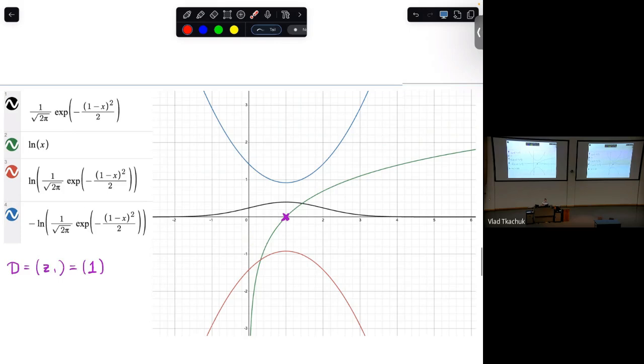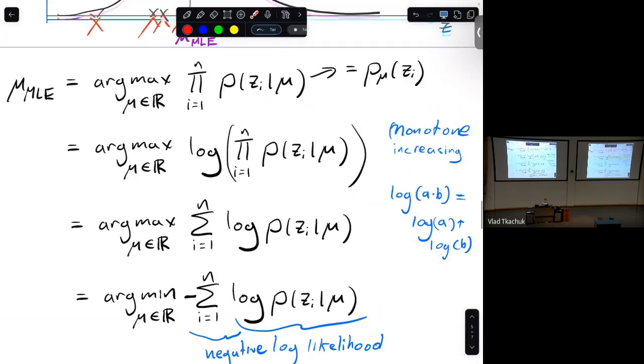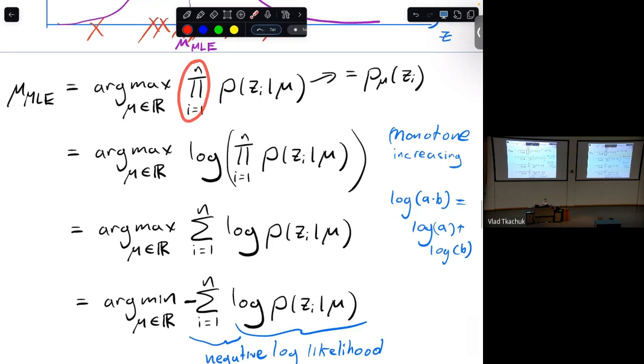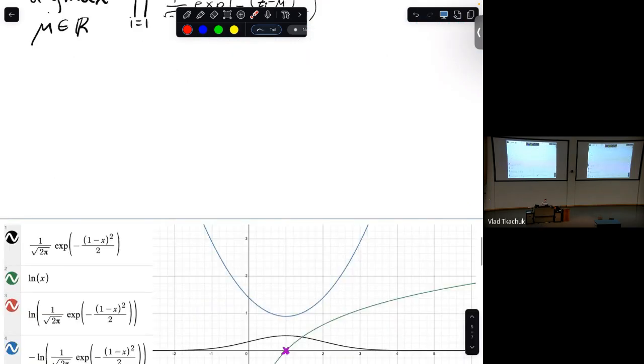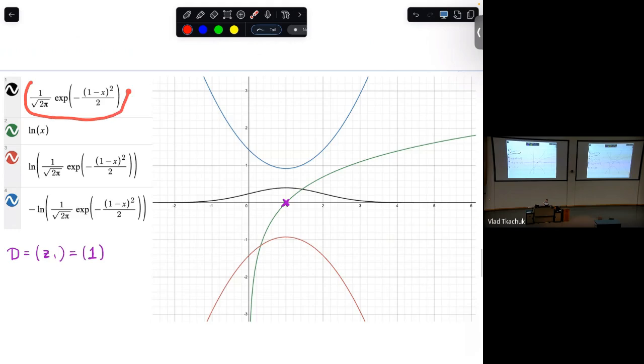Okay, so let's just plot what this might look like for one data point, because that'll make things easier. If this product, if you just have one data point, is just one of these, just Z1. And that's just the PDF of a Gaussian. So that's like this. Right, we've seen this equation before. And that's for a single data point, so Zi equals 1. That's what that looks like.